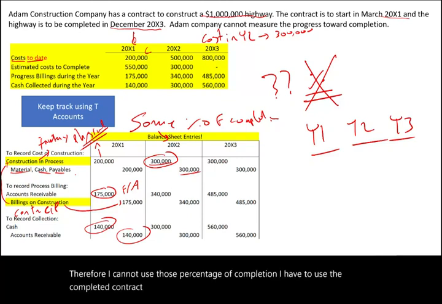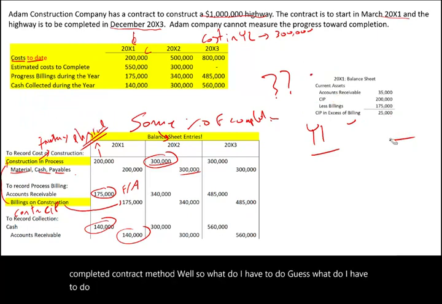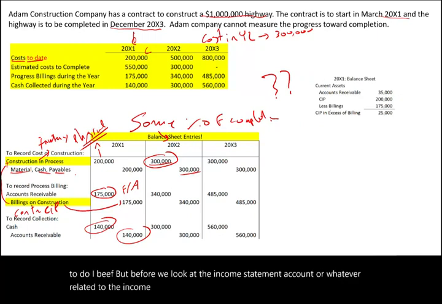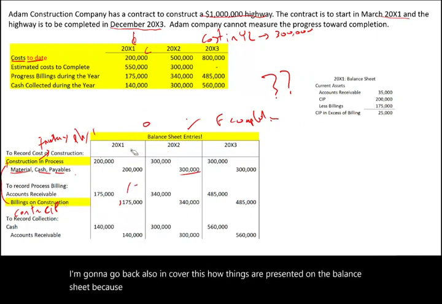Well, so what do I have to do? Guess what do I have to do? But before we look at the income statement accounts, I'm going to go back and cover how things are presented on the balance sheet, because it's important, just in case you did not view the prior session. That's why I would do it.